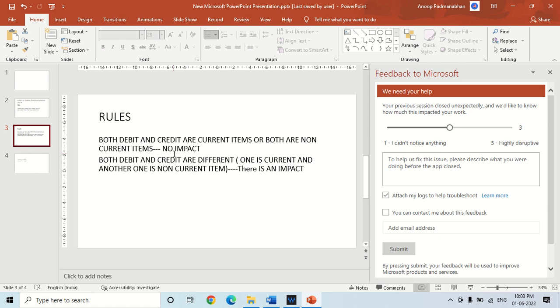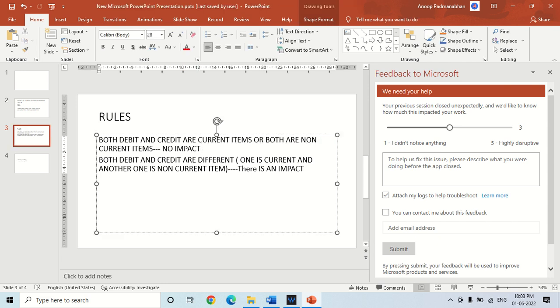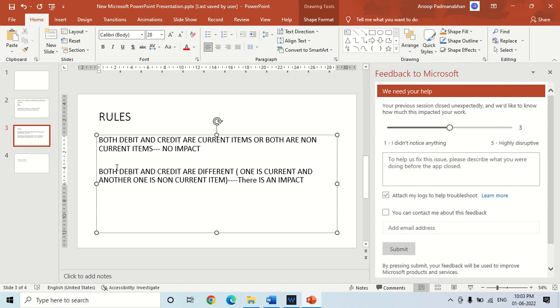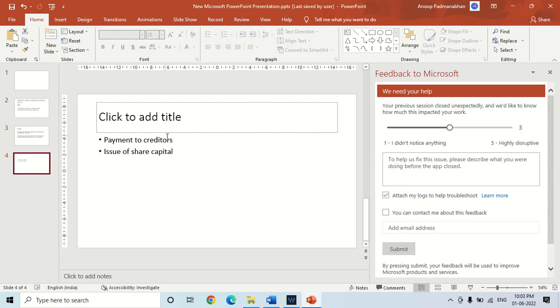So we will see when the impact will happen. The impact will happen when your debit and credit are different. That means the debit is a current item, but the credit is a non-current item. In the same way, either the credit is a current item and the debit is a non-current item. So both are opposite, which means there is an impact on the working capital. We will see some examples here.